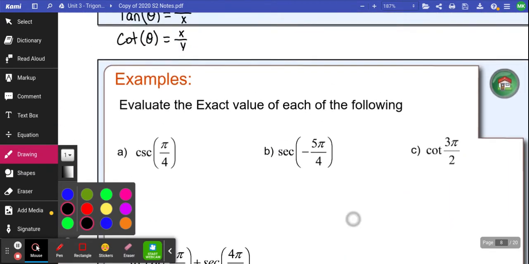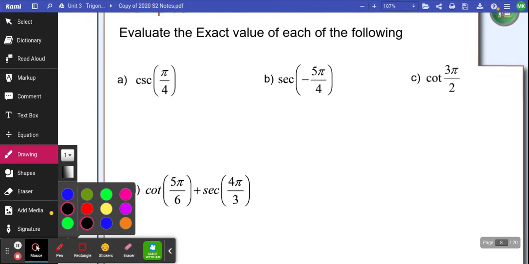Okay. Let's look at some questions here before we're done. Evaluate the exact value of each of the following. Exact value is a sign that you probably should look at your unit circle. In Math 20-1, our questions always said, use your unit circle to determine the exact value. That's not going to be there anymore. Now it's just going to say evaluate or determine the exact value. And you have to know, oh, I should look at my unit circle.